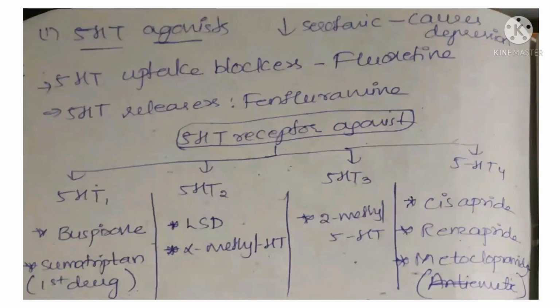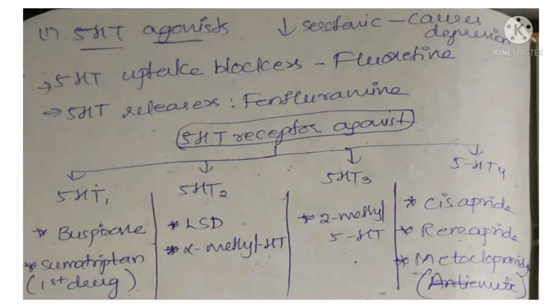Here we will see the drugs, 5HT agonists. A decrease in serotonin causes depression. Here the 5HT uptake blockers are fluoxetine and 5HT releasers are fenfluramine. The drugs which cause the release of 5HT are fenfluramine and the drugs which inhibit the reuptake are fluoxetine. Just remember the drug names.